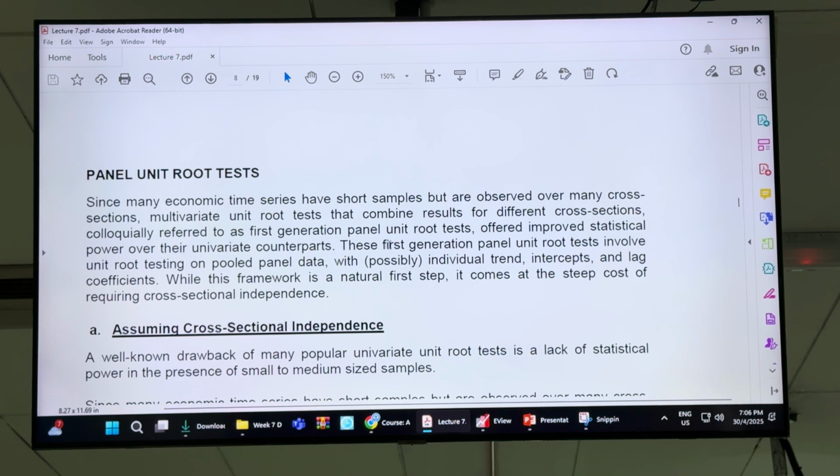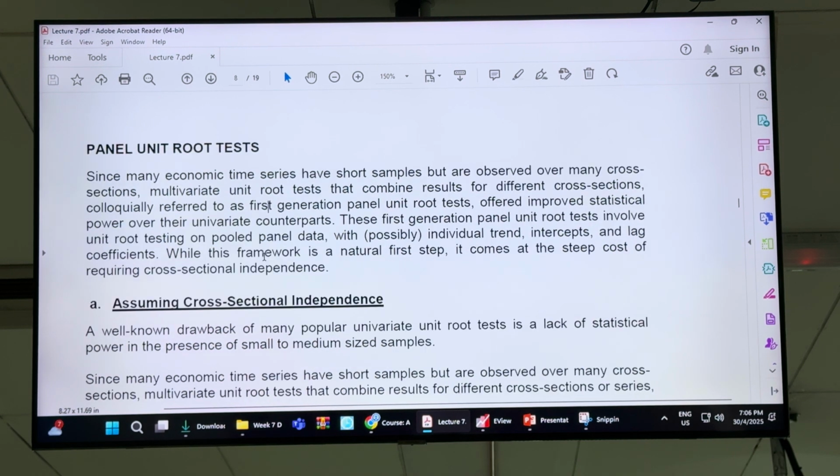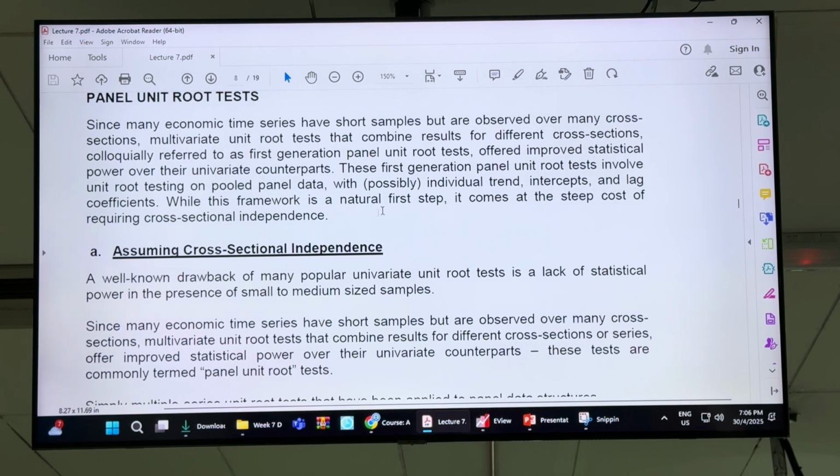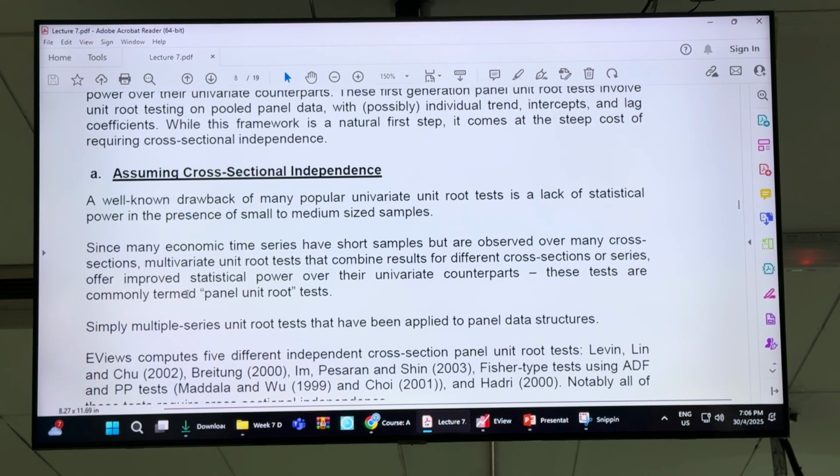So the first generation just involves testing on the pooled data. Just like in the time series, we also have to take into account the model, whether we include the trend or the intercept, and how many lags. So we also have to use model selection criteria to help us select the lag length. Now, remember this first generation assumes cross-sectional independence. It just assumes that, and that's why the second generation comes in.